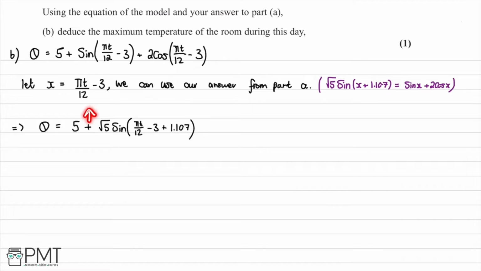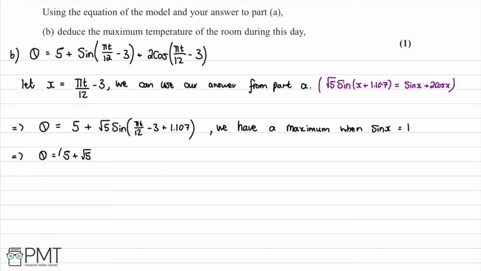So we want to add the biggest possible value to 5 that we can. And we know that this is reached when sine is equal to 1. So we'll just write that down. So we have a maximum when sine x equals 1. Therefore, we'll have that theta is going to be equal to 5 plus root 5 multiplied by 1. So we know that that is then going to be the maximum temperature.